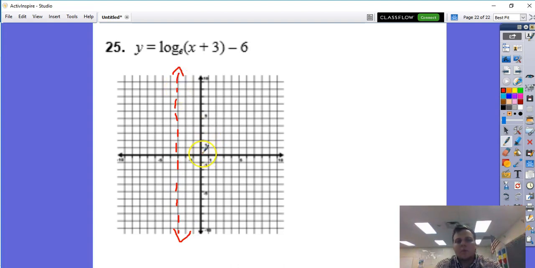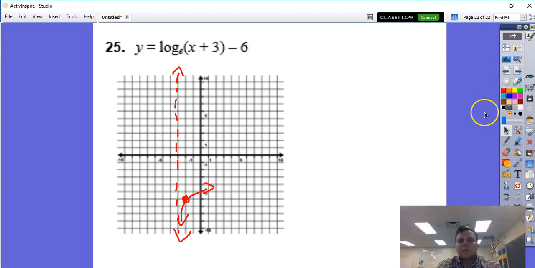Now my starting point for logarithmic is usually (1, 0), but I need to move to the left 3 and then down 6. So there's my new starting point. Since my base is e, e is bigger than 1, so that is growth. So it's going to look something like this. Alright, so there we go.